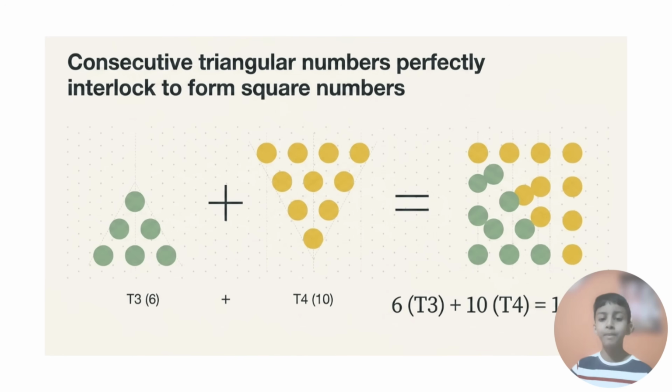Here's another amazing pattern in math. Did you know that two consecutive triangular numbers can combine perfectly to form a square number? See, in this example, you can see the third triangular number 6 and the fourth triangular number 10. When we add them together, we get 6 plus 10, which is 16. And 16 is a square number. It forms a perfect 4 by 4 square. This means that the third triangular number plus the fourth triangular number will give you the square of 4. Visually, you can see the two triangles fit together like puzzle pieces to create a square.